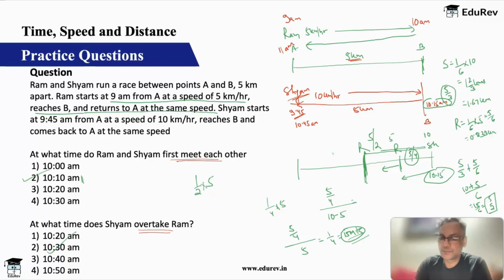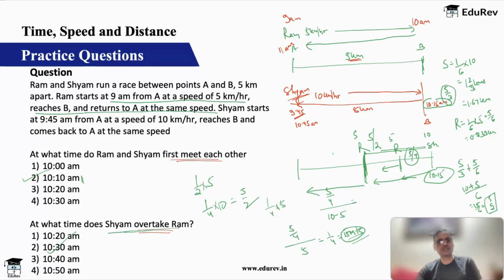Okay. And Shyam, 10:15 he started running. So he has run for only 15 minutes. That is 1/4, but his speed is 10. So 10 by 4 is also 5 by 2. So Shyam will also be here. So they both will meet. Shyam will come from behind, overtake Ram and cross him. So 10:30 is when Shyam overtakes Ram. Right? So the first answer is 10:10 and the second answer is 10:30. Hope we are good with this.